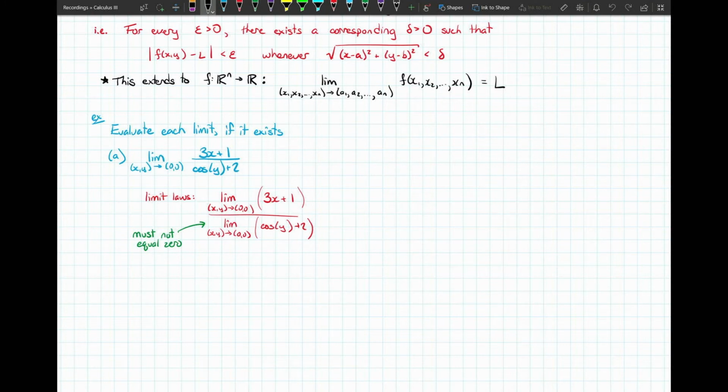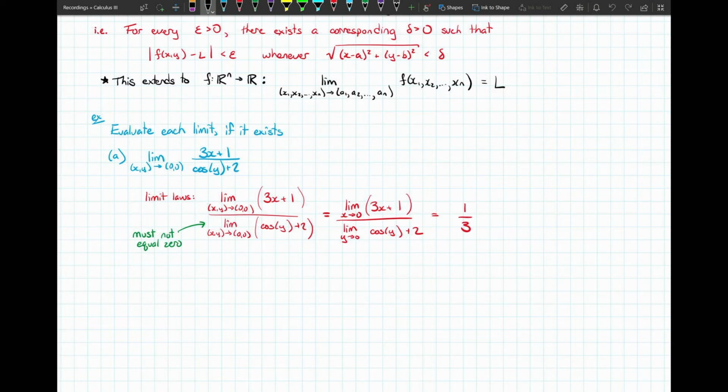The numerator 3x plus 1 is simply a single variable function, so we can treat that as just being the limit as x approaches 0. We don't have to worry about y. And in the denominator, we have a function that only consists of y. We don't have to worry about x, so we can just take the limit as y approaches 0 in the denominator. And the numerator is just going to equal 1. But more importantly, we want to make sure that the denominator doesn't have a limit equal to 0. And luckily, it doesn't. We end up with the limit equaling 1/3.